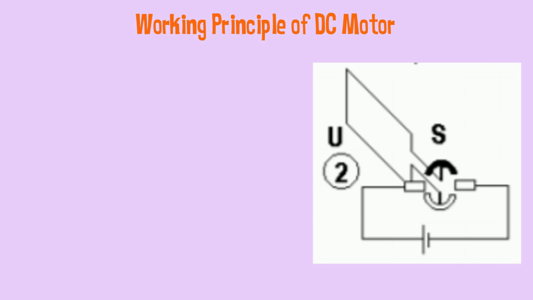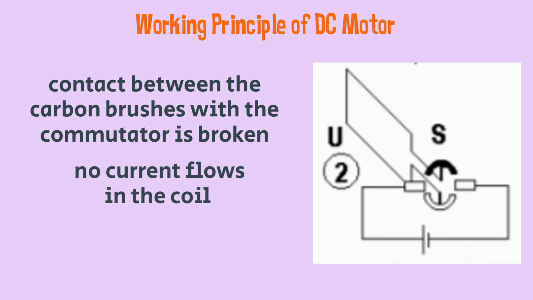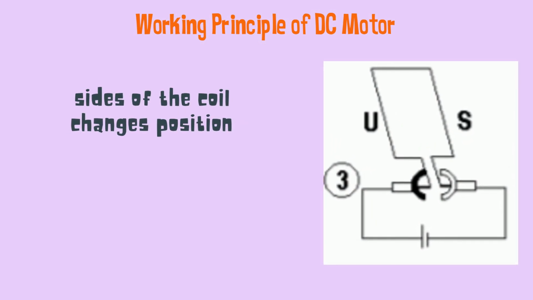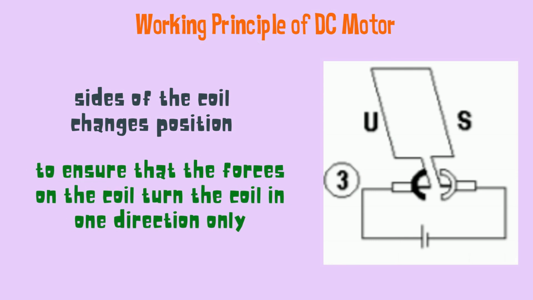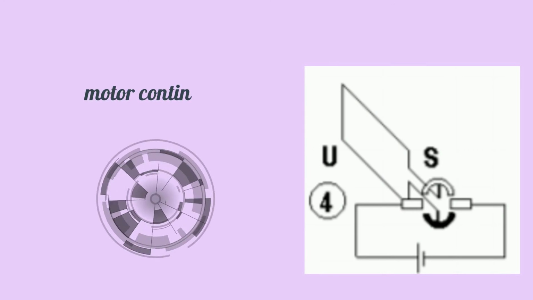When the coil gets to the upright position, the contact between the carbon brushes and the commutator is broken. There is no turning force on it because no current flows in the coil, but the coil continues to rotate because of its inertia. When the coil is in a horizontal position again, the sides of the coil change position. The commutator reverses the direction of the current in the coil to ensure that the forces on the coil turn the coil in one direction only. Therefore, the coil is still rotating in the same direction. The above processes are repeated and the motor continues to rotate.